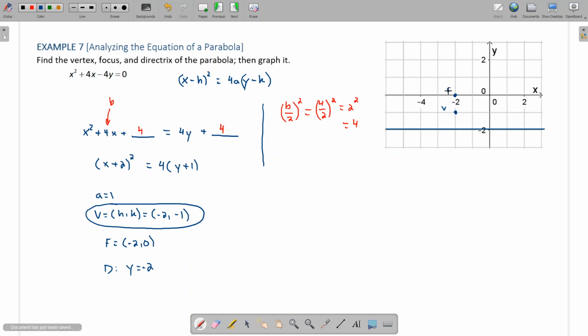Okay, then to get our other points, we go to the focus and we move 2 times a to the right, so we're going to move over 2 units and move to the left 2 units. Right, the a value is 1, so we just go 2 units to the right, 2 units to the left. And then connect your points. And that gives us the graph. We got the vertex, we've got the focus, and the directrix, so we have answered all of it.